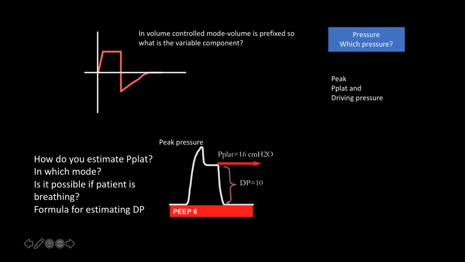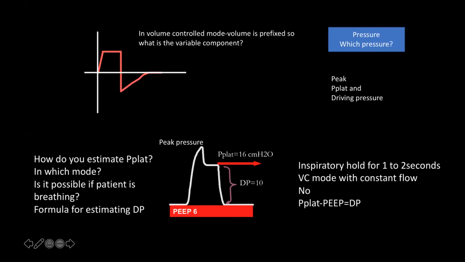Okay. So how do you estimate plateau pressure, in which mode? Which mode can we estimate plateau pressure? Only in volume controlled mode we can estimate plateau pressure. Okay. That is done by giving an inspiratory hold of 1 to 2 seconds. Okay. Fine. Is it possible if the patient is spontaneously breathing? No. Not possible, sir. The patient should be passive. Okay. Fine.